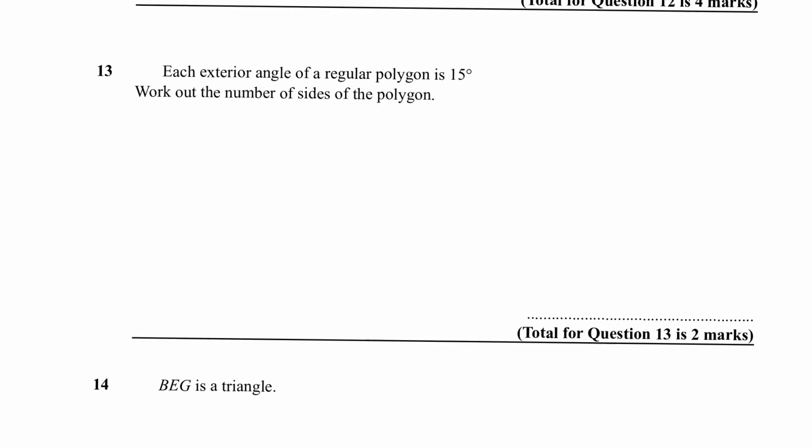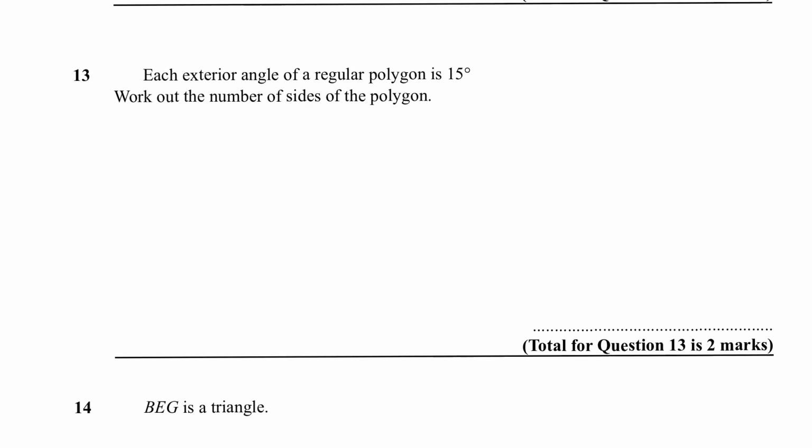Then moving on to question 13, it says each exterior angle of a regular polygon is 15 degrees, and it wants us to work out the number of sides. Based on your angle of polygon equations, we know the exterior angle is 360 divided by the number of sides.